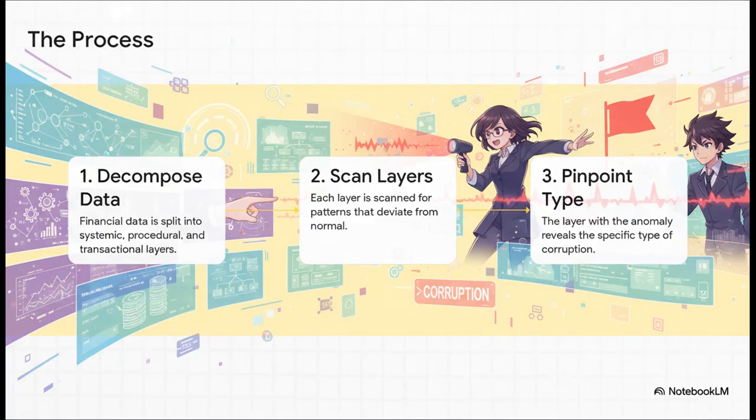This creates an incredibly powerful new process for investigators. First, the system just breaks down years of financial data. Then, it scans each layer for anything that looks weird, patterns that just don't fit. And finally, an investigator can immediately pinpoint the type of potential corruption just based on which layer that red flag popped up in. I mean, this is a total paradigm shift. It turns the search for a needle in a haystack into a targeted, evidence-based investigation.